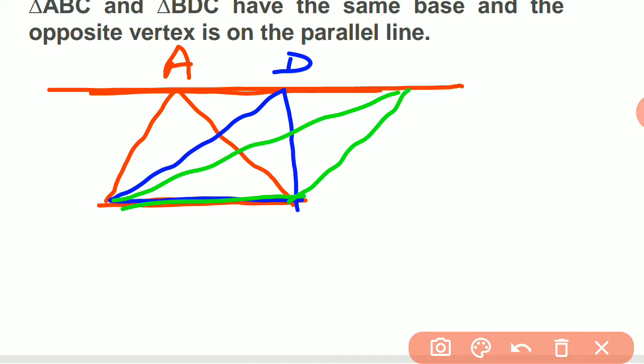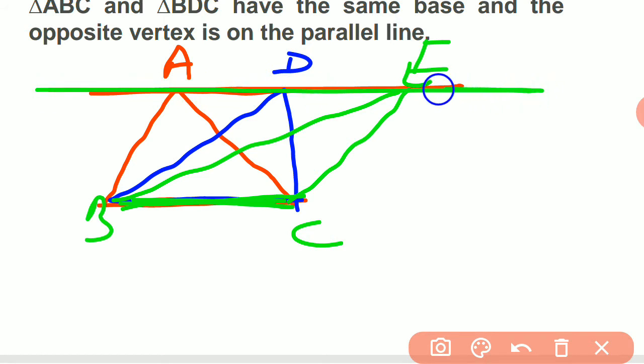It means suppose the points are A, B and C. Area of triangle ABC equals area of triangle DBC equals area of triangle, suppose this point is E, triangle EBC, because they lie on the same base and between the same parallels. These two lines are parallel and BC is the same base.